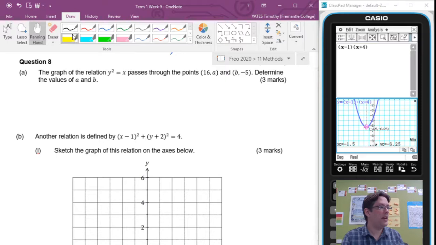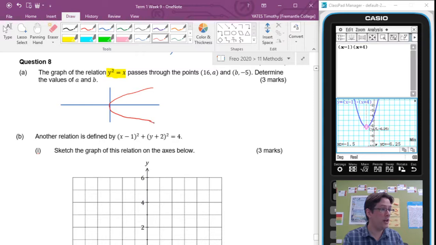So we now have a relation. This is y squared equals x. And just to remind you what this relation looks like, it looks like this. It is not a function. It is a relation, but it is not a function.